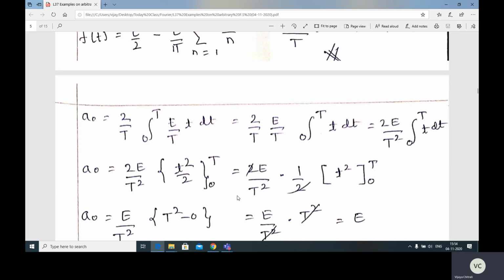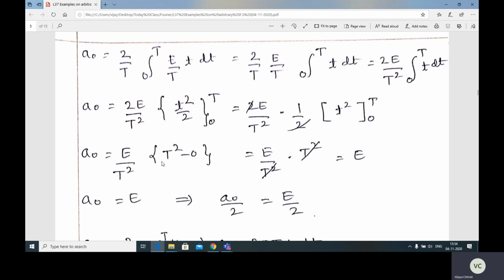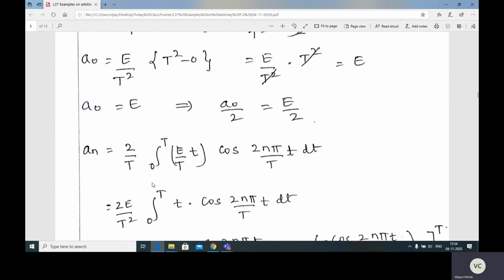So integration of t is t square by 2 and limits vary from 0 to capital T. 2E divided by T square is as it is. Take this 1 by 2 also outside. So t square, limits vary from 0 to capital T. In place of small t, substitute the upper and lower limits. Upper limit is capital T and lower limit is 0. So E by T square into T square minus 0. So this is equal to E divided by 2, that is E by 2.